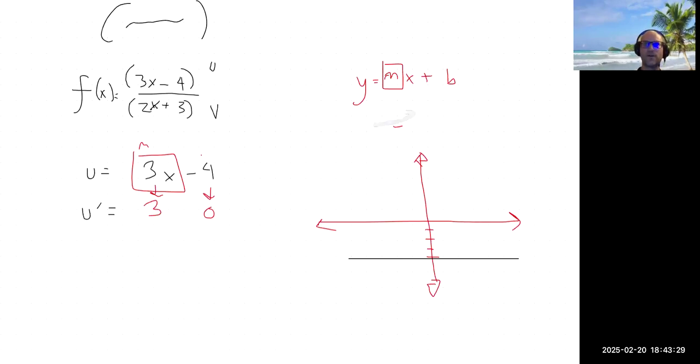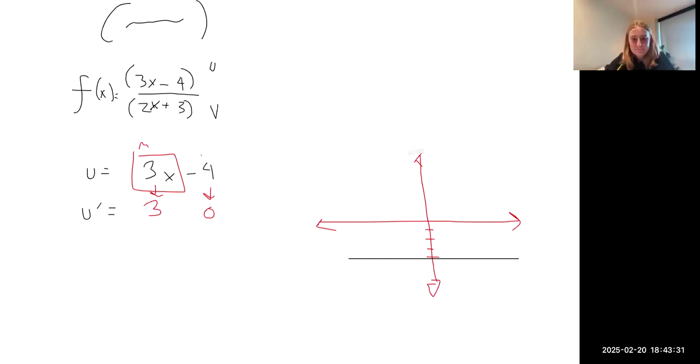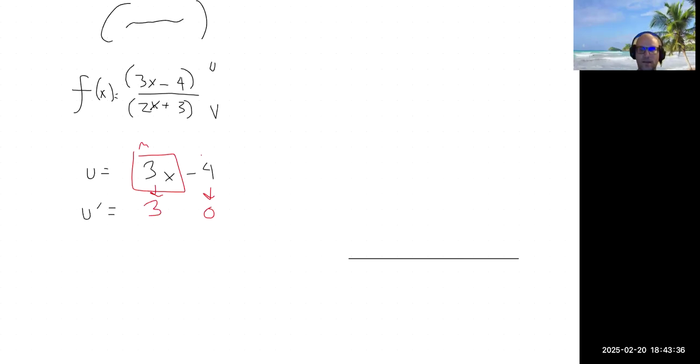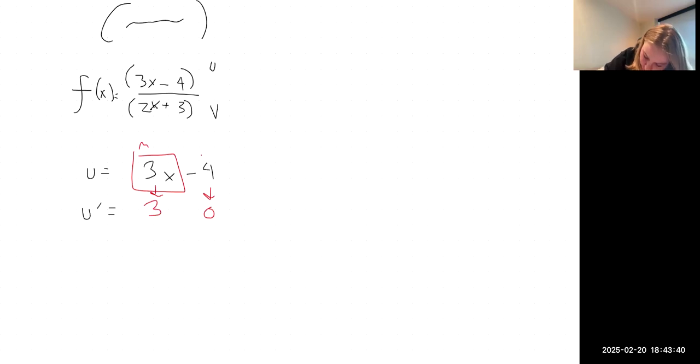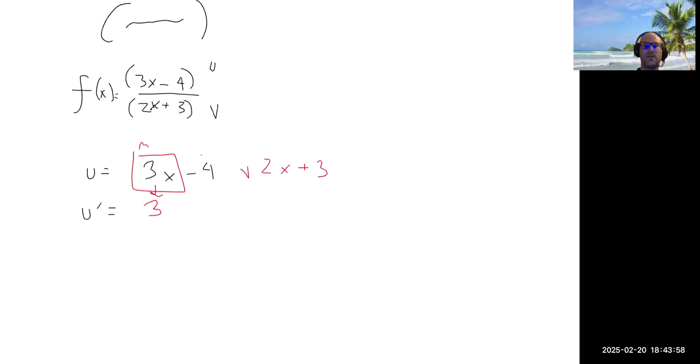I'm going to go ahead and get rid of all this stuff over here. Then I think I can do v. v prime is 2 plus 0. Good. We don't even need to put the plus 0. So let's simplify this down: we had 2x plus 3 equals v, and v prime is just 2.